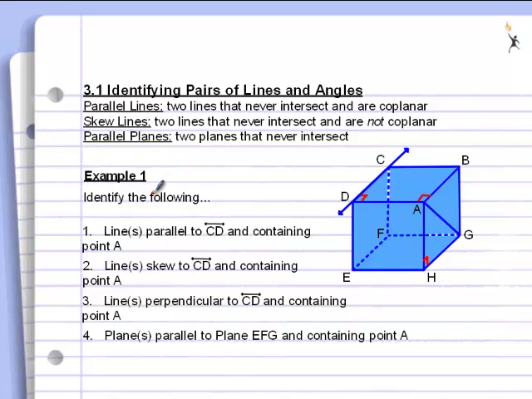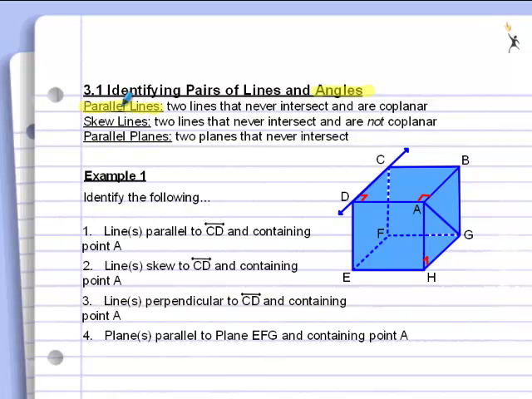All right, as we move into chapter 3, we're going to get further into the concept of angles, and not only angles, but their relationships. You're going to be introduced to different types of angles now that are formed by different types of lines. The first type of line that we're introduced to is a parallel line.